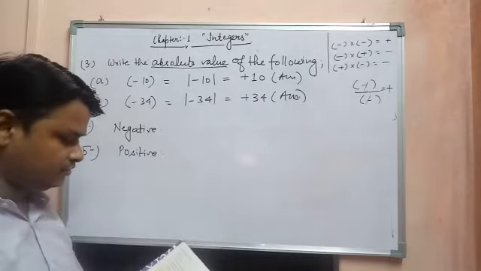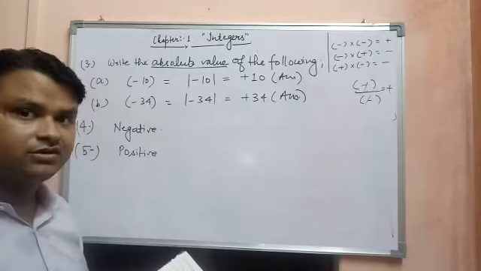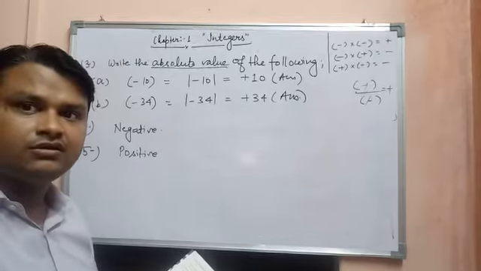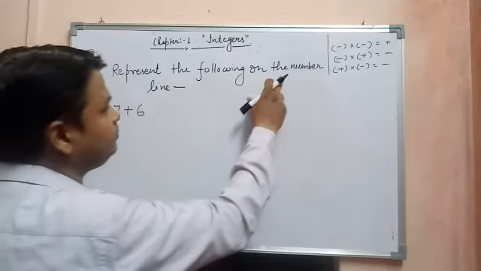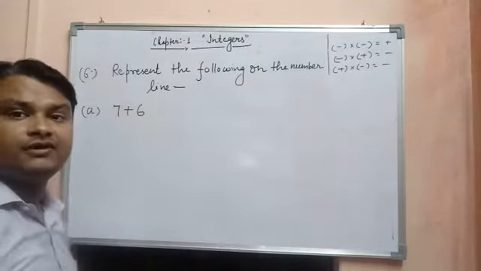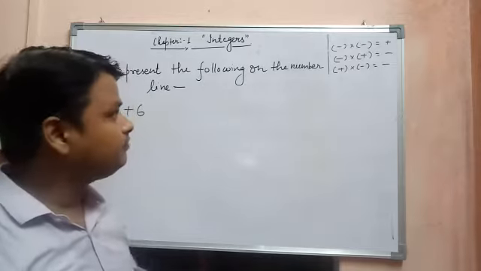Now we have to move on. Question number 6. Question number 6 is saying, represent the following on the number line. First of all, you have to know what a number line is.